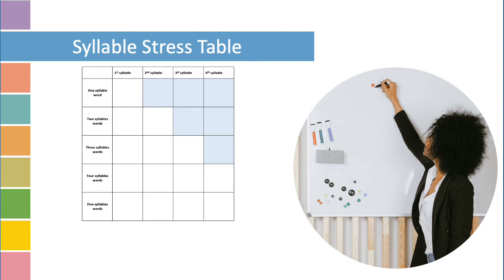The syllable stress table looks like this. Down the left we have the number of syllables in a word. Across the top we indicate which syllable is stressed. The shaded cells in the table cannot contain words.